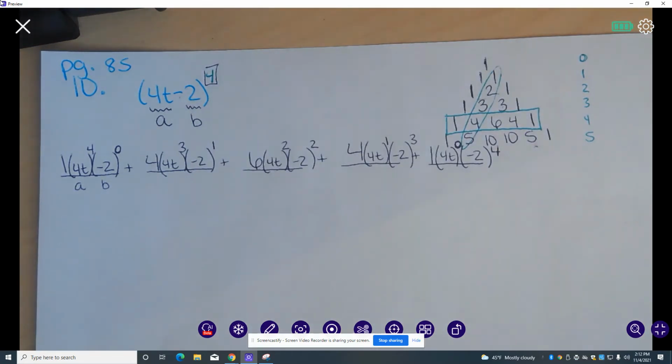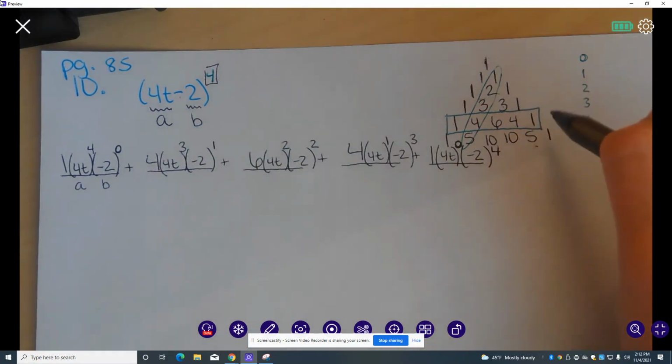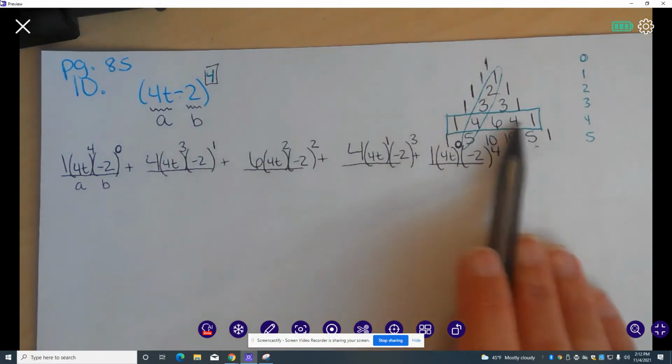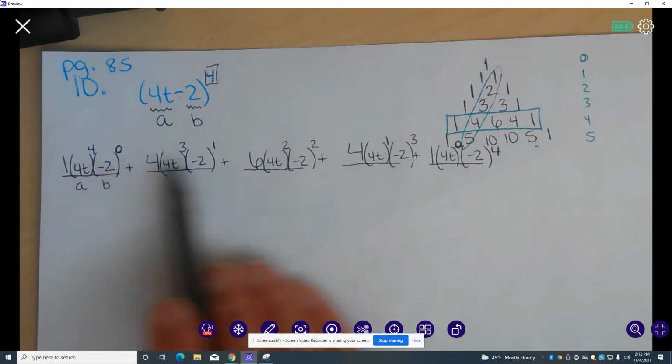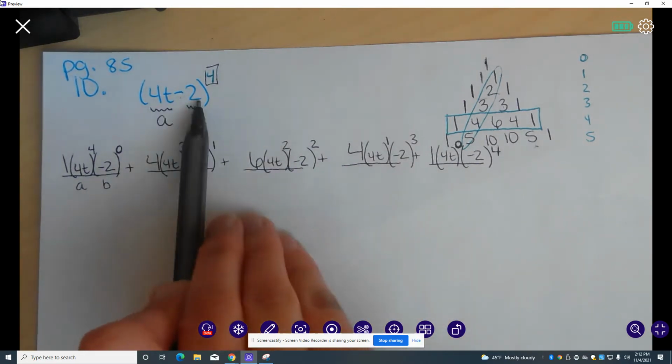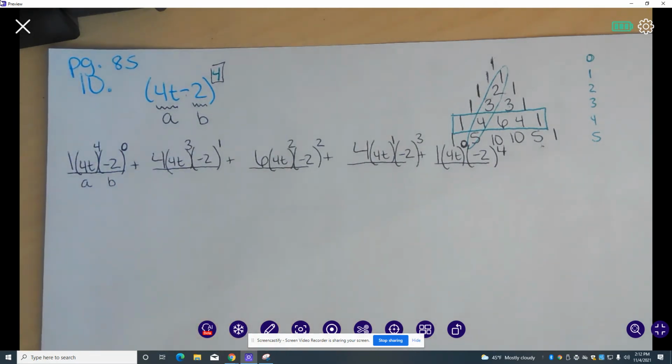Okay. So this is kind of the setup. You kind of want to get in that habit of writing out your triangle, listing out each blank, putting your coefficients, putting your parentheses and putting your exponents, and then plugging in your A and your B in for those parentheses. And so now we're going to actually simplify this.